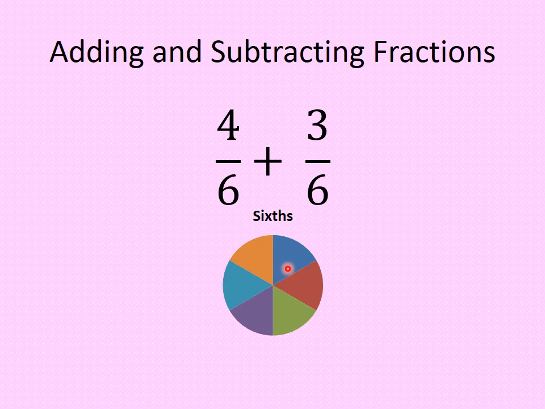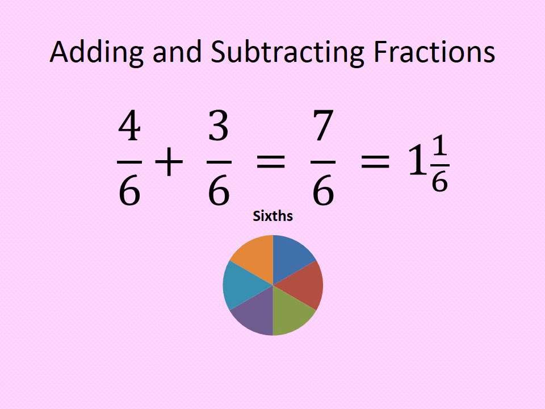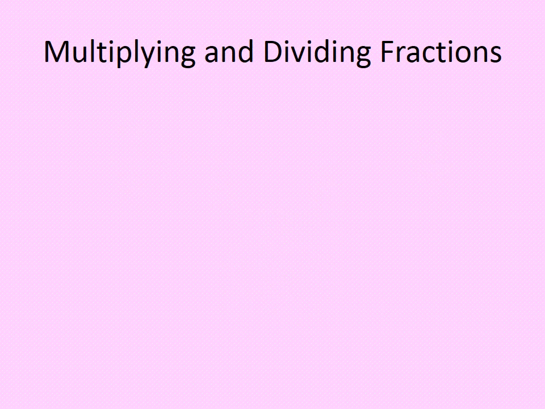So see, now that we are comparing the same thing, sixths and sixths, I can add or subtract this. So 4/6 plus 3/6 equals 7/6, which when we simplify or reduce it, whatever your math teacher calls it, it's 1 1/6. If you're not sure how that works, make sure that you ask.